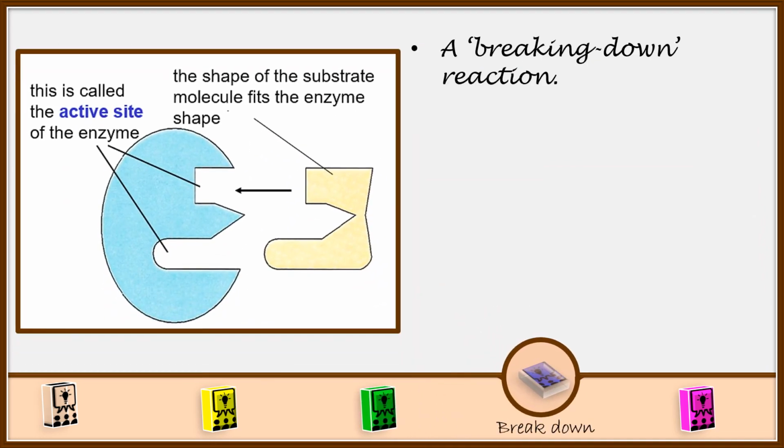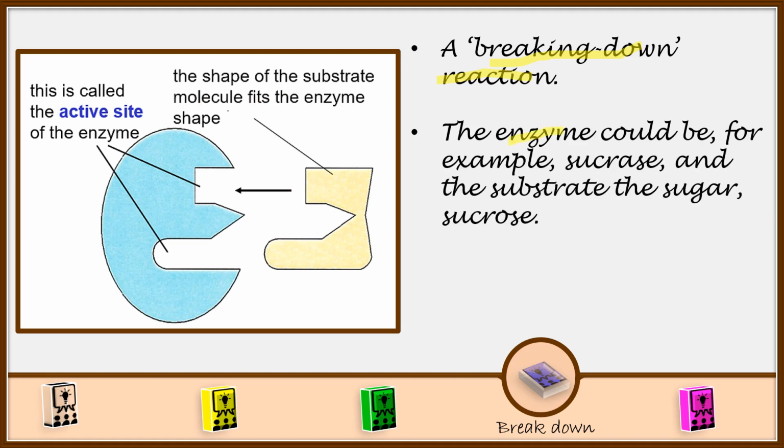Now, let's look at a breaking down reaction. Let us first look here. This is called the active site of the enzyme. All of us know that the active site is where the substrate is going to fit. And here we have our substrate. The shape of the substrate molecule is going to fit into the enzyme shape.